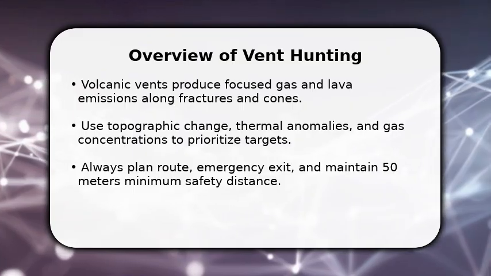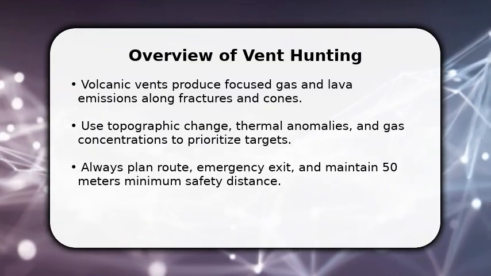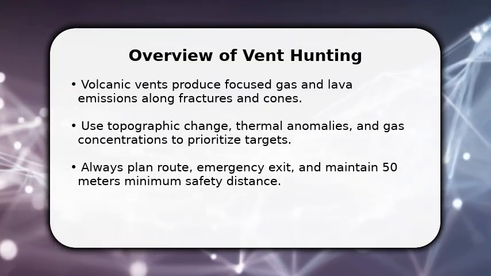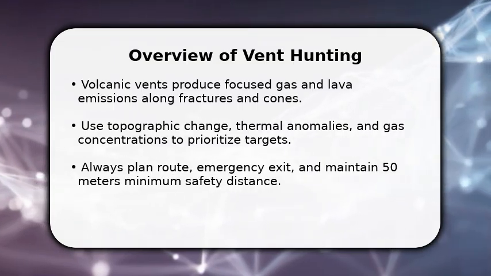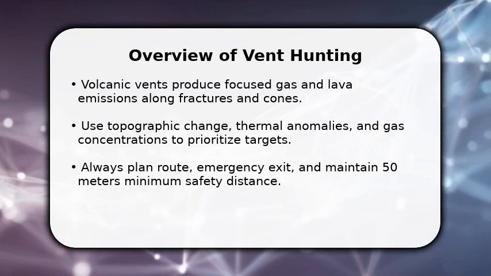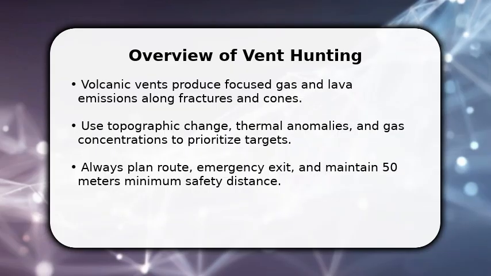Overlay thermal infrared and gas anomaly data to highlight active targets. Prioritize sites with visible changes, fumaroles, or vegetation stress from gas exposure. Finally, plan access, emergency exit, and establish a 50 meters minimum safety distance for initial observations.